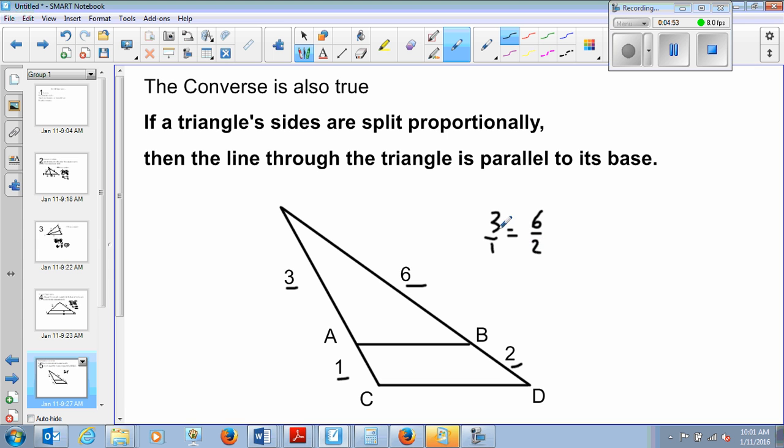And if you cross multiplied or divided, 3 divided by 1 is 3, 6 divided by 2 is 3, or you just cross multiply: 2 times 3 is 6, 1 times 6 is 6. So those are proportional. Then that means that these two lines are going to be parallel to each other. So since those are proportional, we could say that AB is parallel to CD. So that is the converse of the triangle proportionality.